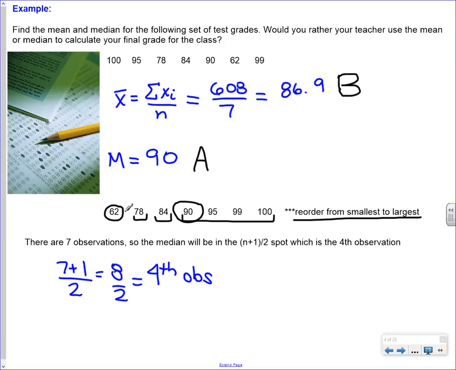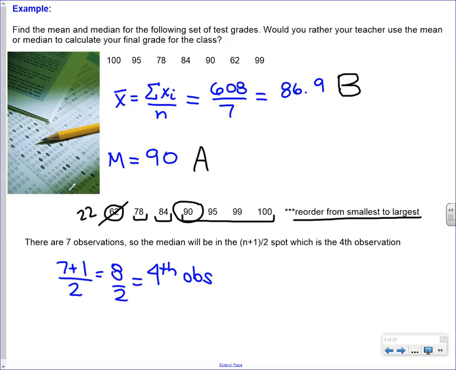So the median doesn't care if your lowest grade was a 62 or a 22, right? Let's say your lowest grade was a 22. What would happen to the median? Nothing, right? It would still be 90. But what's going to happen to your mean? Well, it's going to get pulled down even more, right? So that's the difference in the mean and the median.